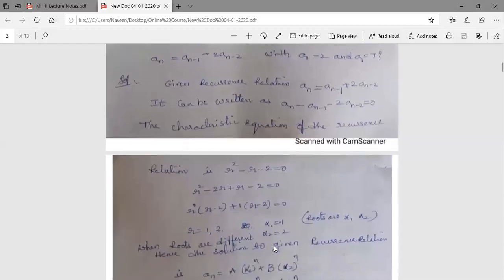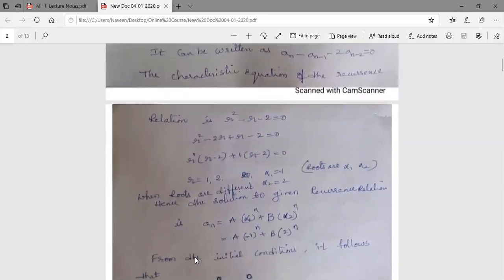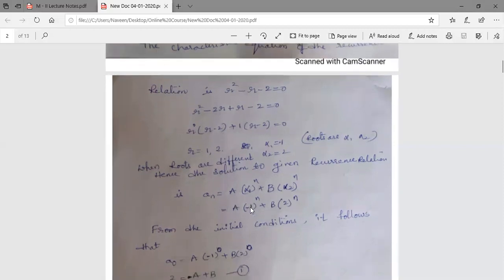When the roots are different, that is, when you get two different roots, the solution to the given recurrence relation is a_n = a times alpha 1 to the power n plus b times alpha 2 to the power n. We have alpha 1 as -1 and alpha 2 as 2. By substituting alpha 1 and alpha 2, you get the solution to the recurrence relation: a_n = a times (-1)^n plus b times 2^n. So this is the solution to the recurrence relation.